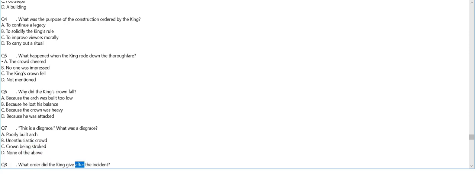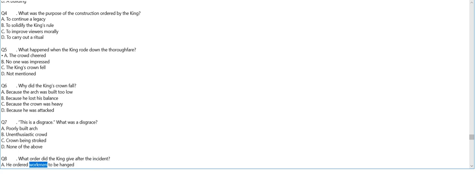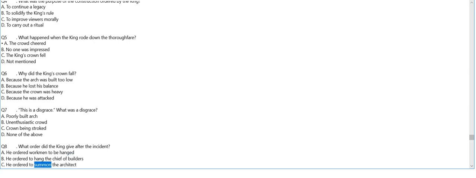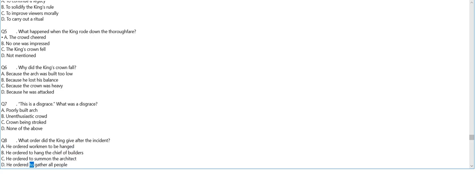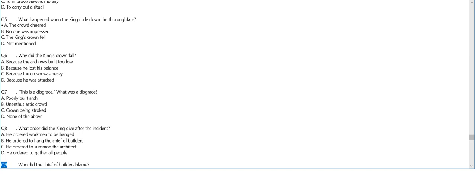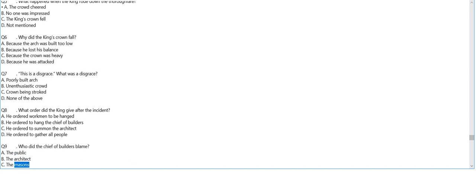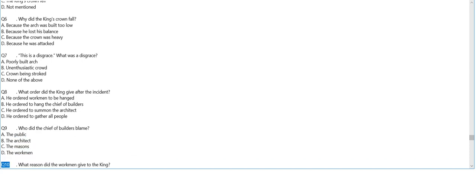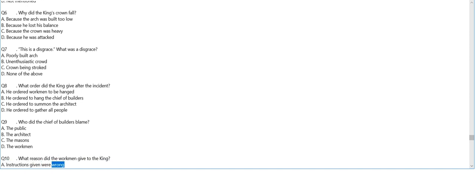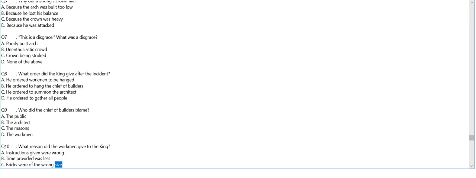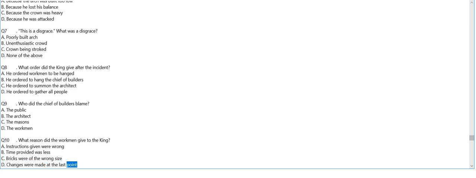Q8. What order did the king give after the incident? A. He ordered workmen to be hanged. B. He ordered to hang the chief of builders. C. He ordered to summon the architect. D. He ordered to gather all people. Q9. Who did the chief of builders blame? A. The public. B. The architect. C. The masons. D. The workmen. Q10. What reason did the workmen give to the king? A. Instructions given were wrong. B. Time provided was less. C. Bricks were of the wrong size. D. Changes were made at the last point.